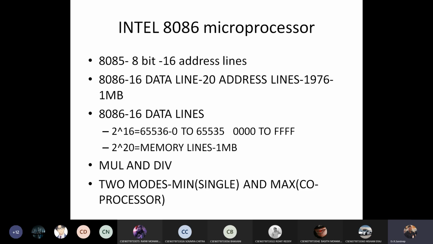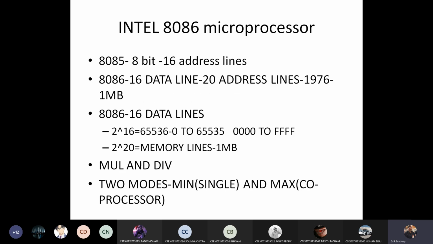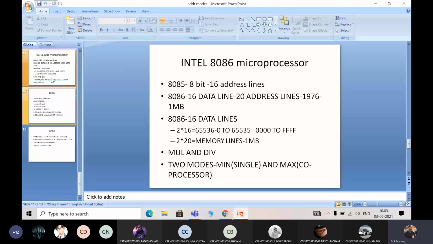This one is the Intel 8086 microprocessor, which has 16 data lines and 20 address lines. It was developed in the year 1976 by Intel Corporation, and it is capable of addressing 1 megabyte of memory, 1 MB. Here I will tell you how we calculate the memory. In the last class I told you this also, I'll tell you one more time.